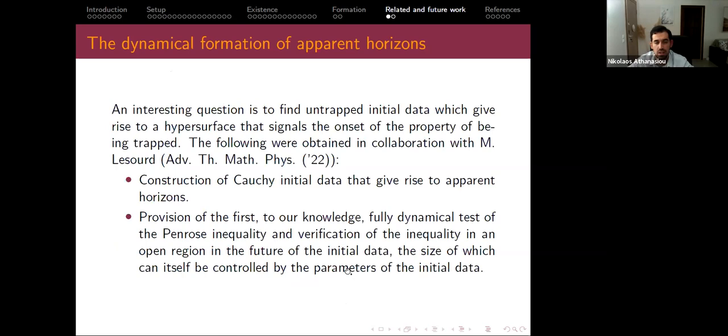So, regarding dynamical formation, what are some related works that we can hope to pursue? In talking about trapped surfaces, an interesting question would be to find untrapped initial data that give rise to a hypersurface which just about signals the property of being trapped. So, apparent horizons. In collaboration with Martin Lesurt, we obtained Gauss initial data that give rise to apparent horizons, and we also tested dynamically the Penrose inequality and verified it in an open region in the future of the initial data.